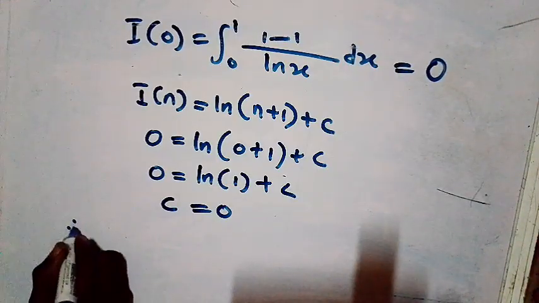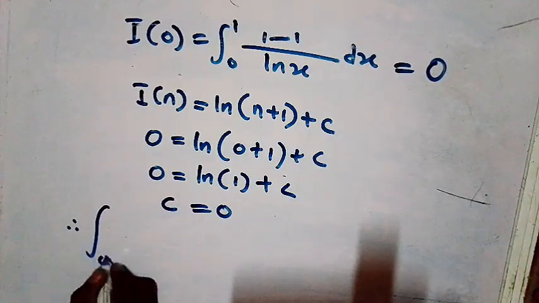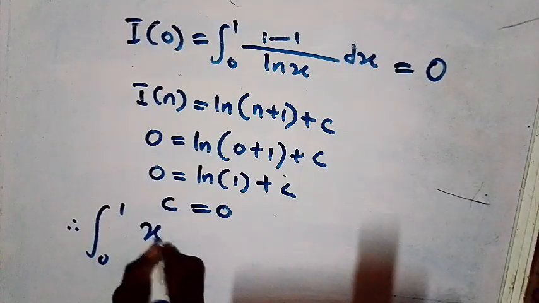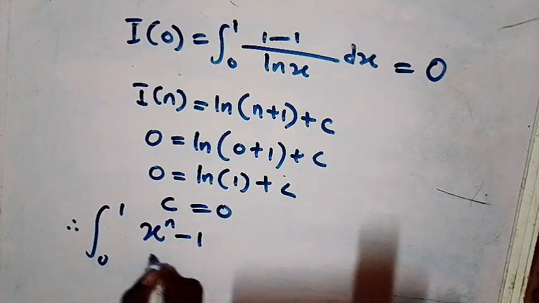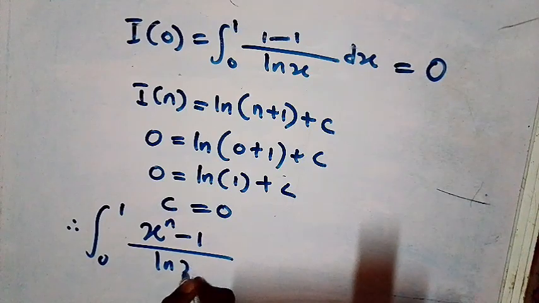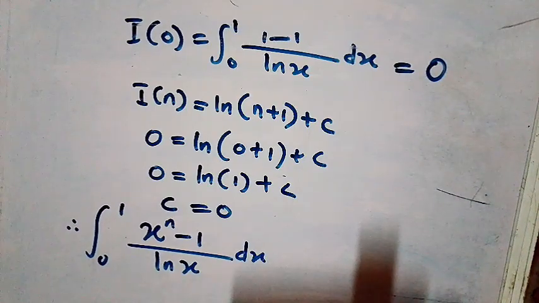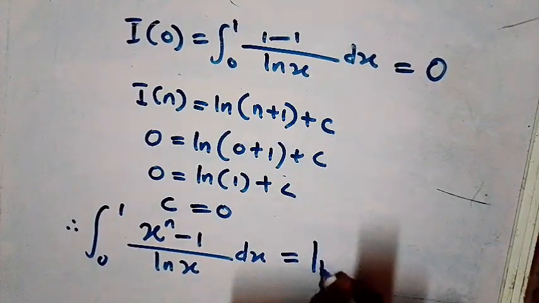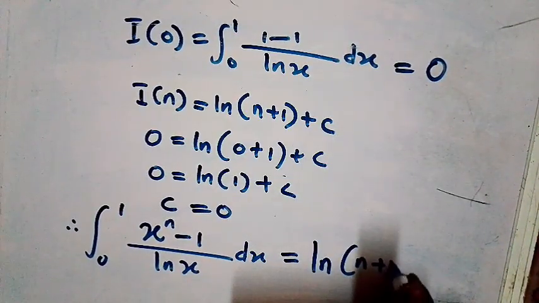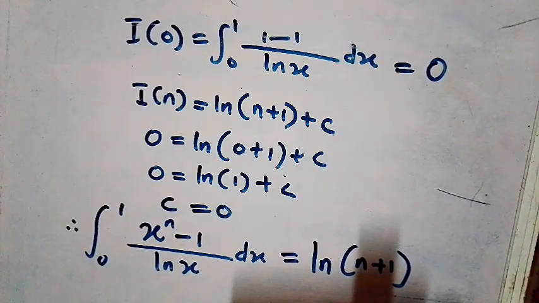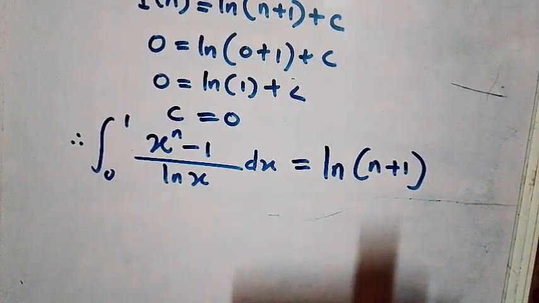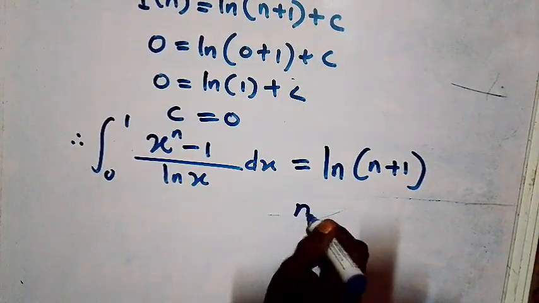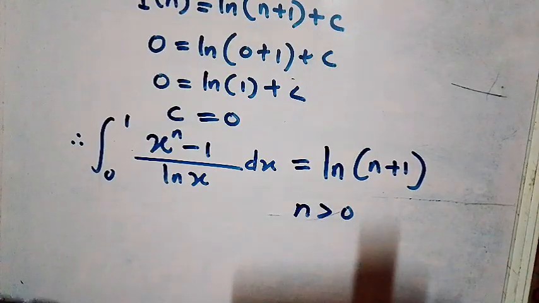Therefore, the general solution to this integral from 0 to 1 of (x^n - 1) over ln x dx will be equal to, since c is equal to 0, the logarithm of n+1. Don't forget that this is true when n is greater than 0, and this will be our final answer.